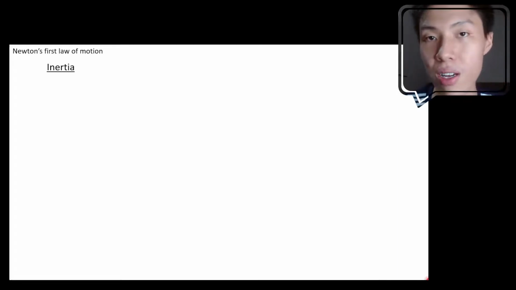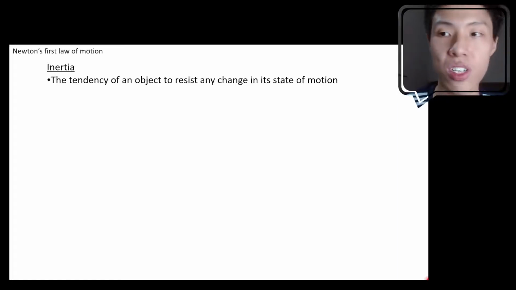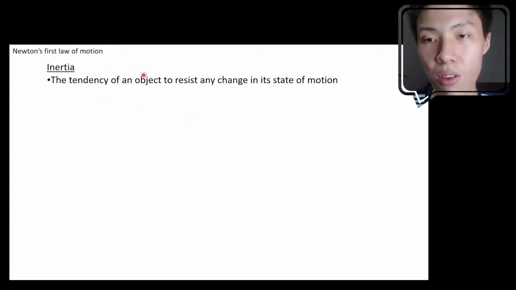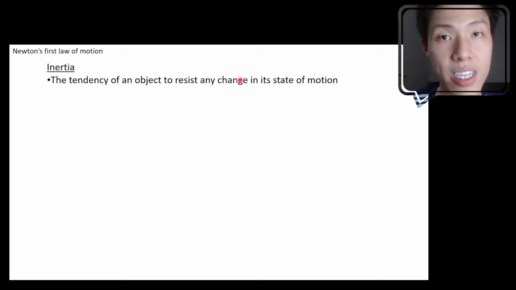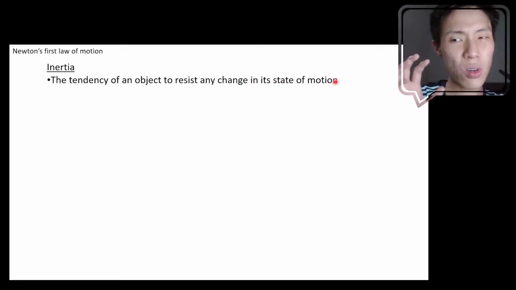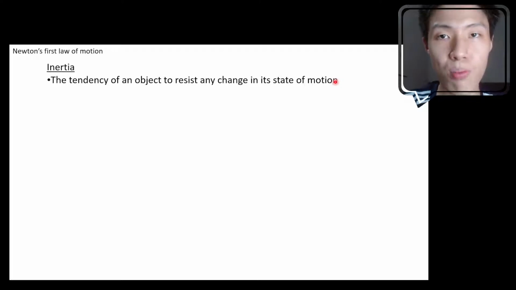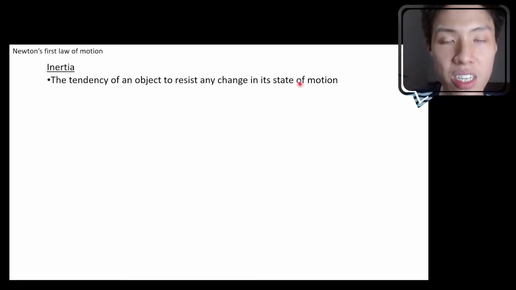Okay, so what is inertia? If you go check its definition, you will know that it's the tendency of an object to resist any change in its state of motion. So it's quite a technical sentence. Let's try to break it down from the back. We want to resist any change in its state of motion.